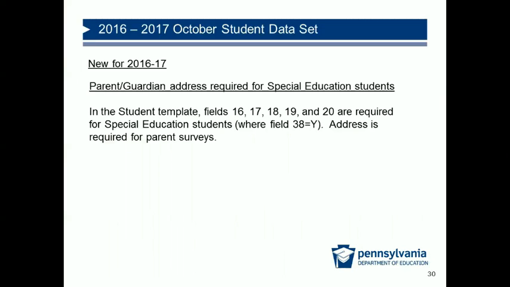Also new for 2016-17, parent guardian address is now required for special education students. In the student template, if field 38, special education, is Y, then fields 16 to 20 are now required. The reason is that address is required for parent surveys.